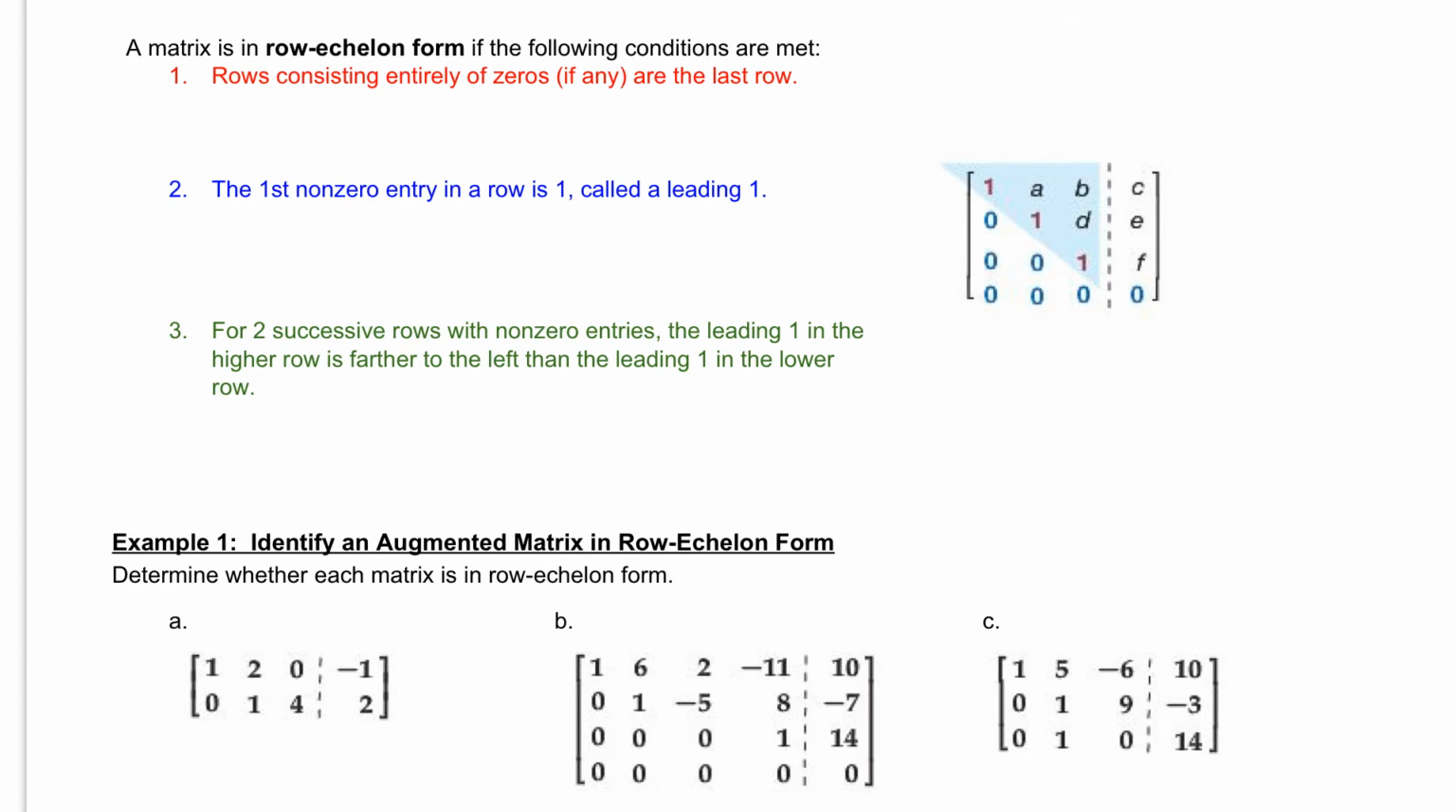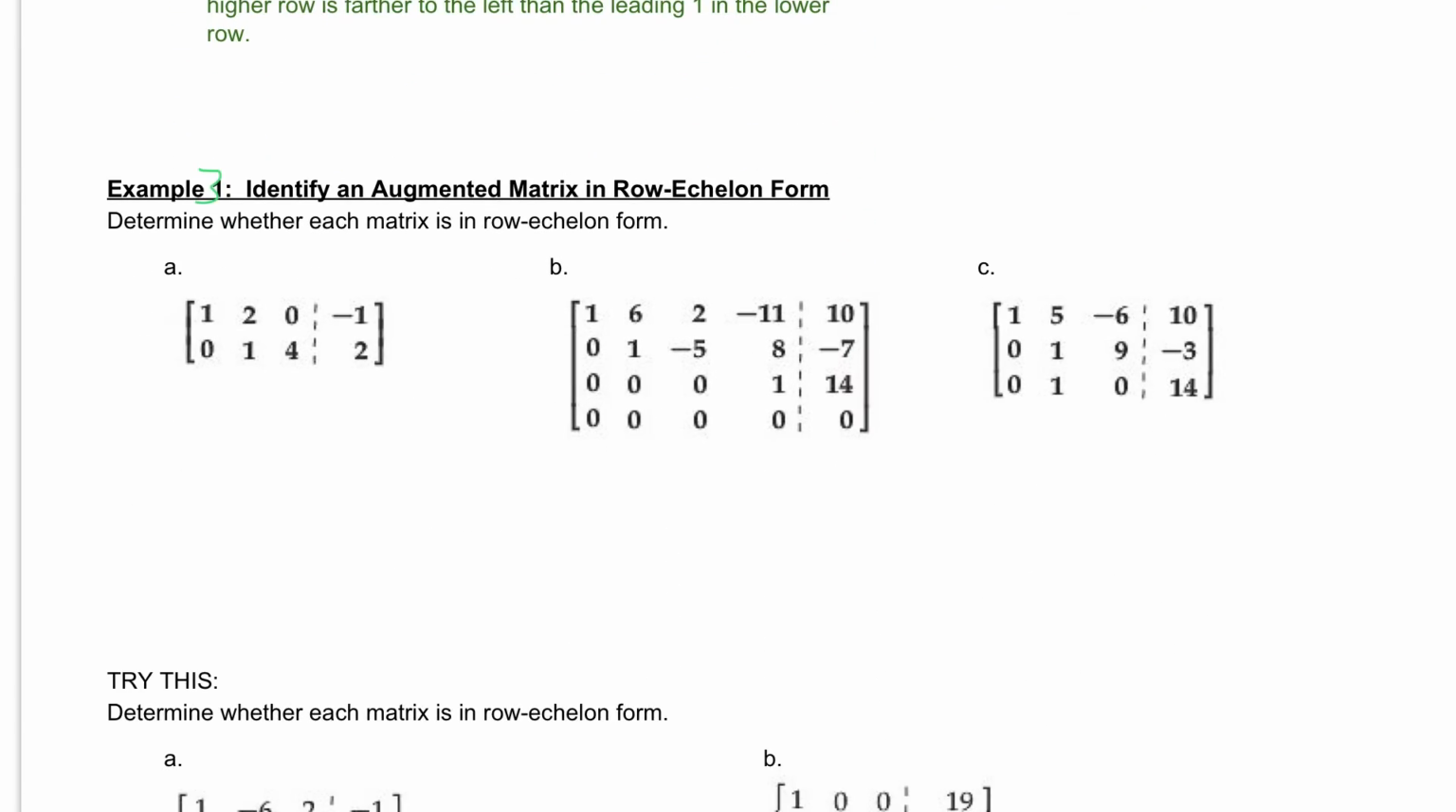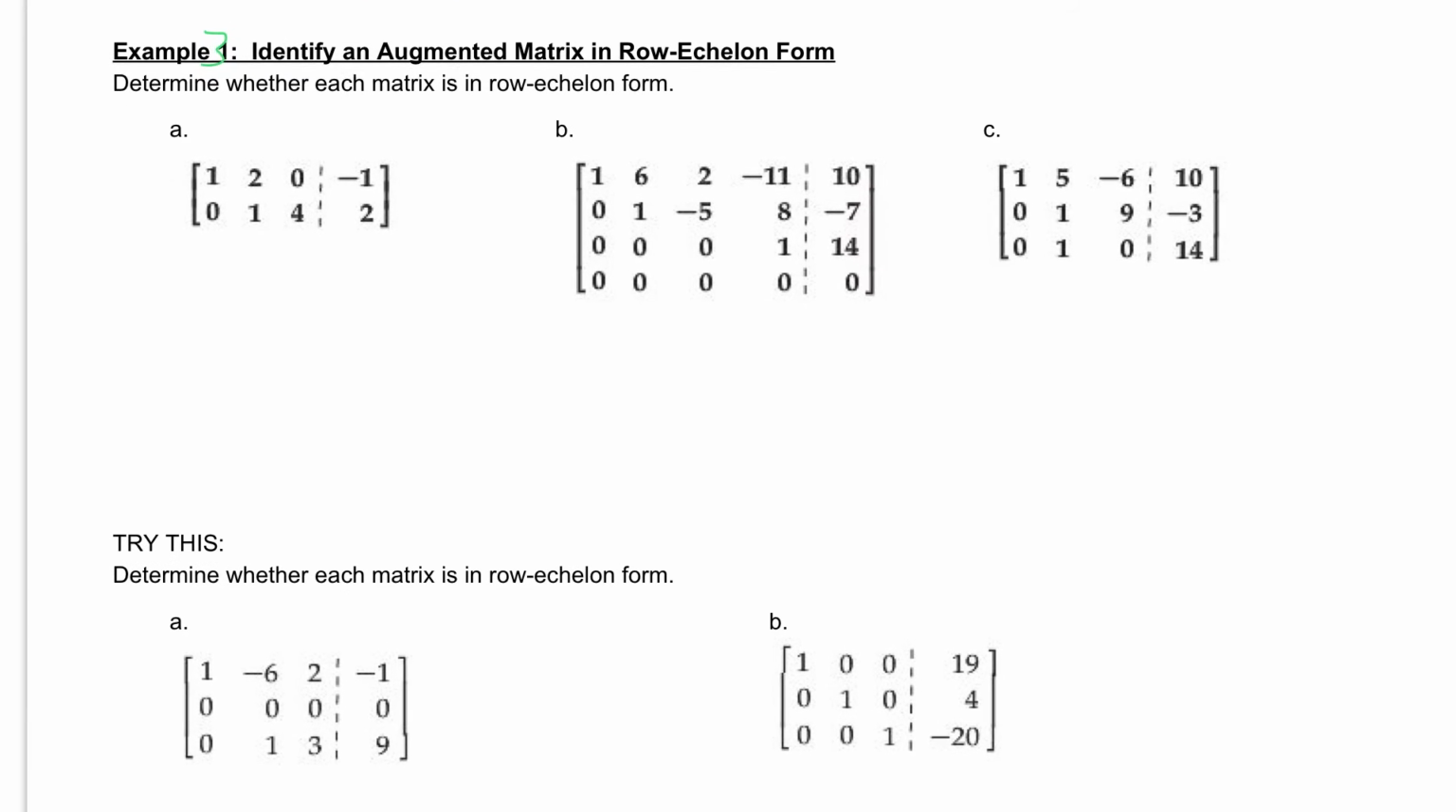In example 3, not example 1, in example 3, we want to identify which matrices are in row-echelon form.